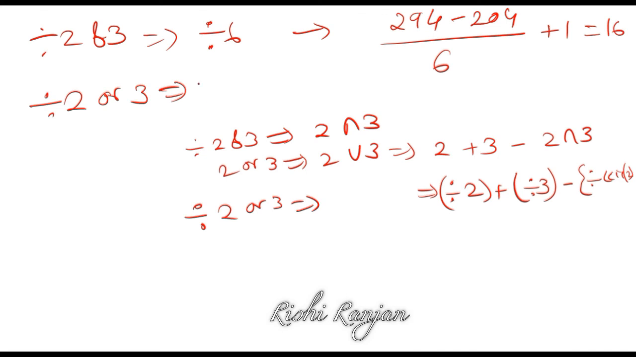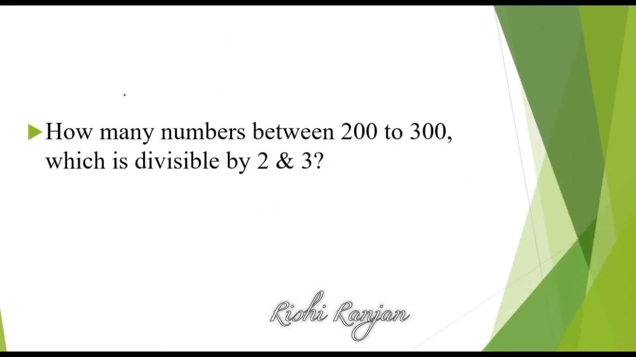So here the numbers divisible by 2 was 49 plus numbers divisible by 3 is 33 minus numbers divisible by 6, that is 16. This will be 66 numbers. There are 66 numbers which are divisible by either 2 or 3. How many numbers are divisible by 2 but not divisible by 3?